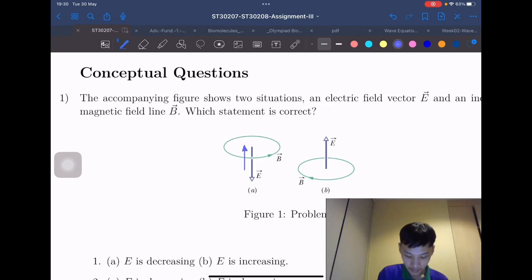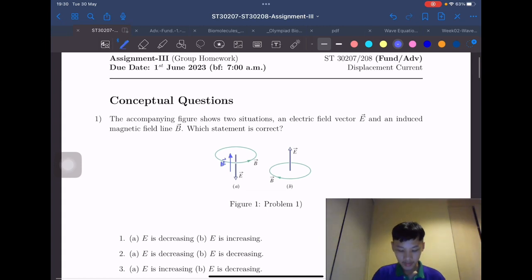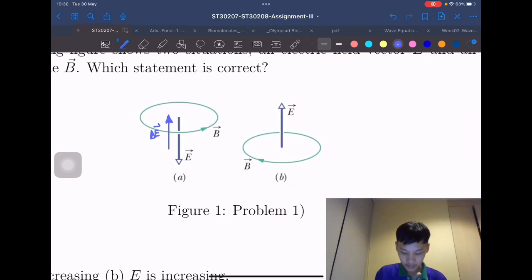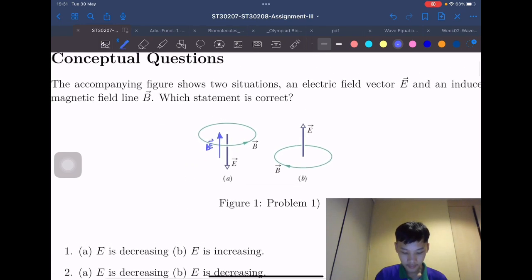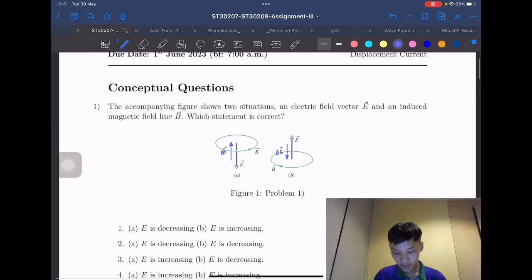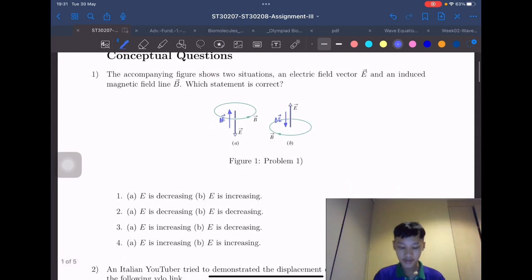According to the right thumb rule, the delta E. Therefore, the electric field vector E should be decreasing, in the same way as in figure B. The clockwise induced magnetic field line B implies that the delta E was in the downward direction, and results in the decreasing of the electric field vector E in both figures. So the answer is 2. Thank you.